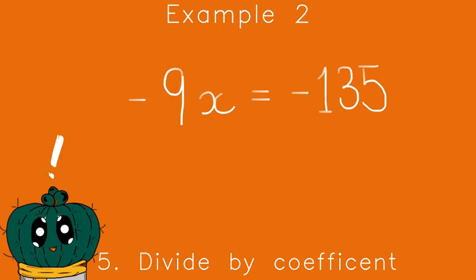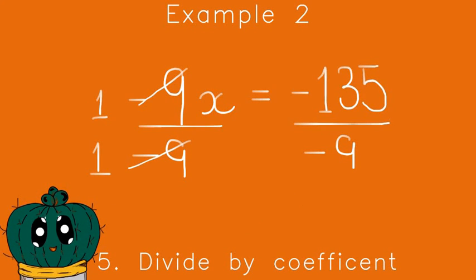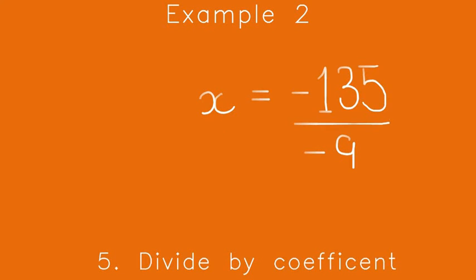Now on to the final step. The final step is dividing by the coefficient. In this case that is negative 9, and we can do that by simply having the negative 9 here. We have the negative 9 and negative 9 being divided on both sides. Nothing has changed in the equation, and by doing this we can cancel out the negative 9s that are obstructing the x, and we are left with x is equal to negative 135 divided by negative 9.